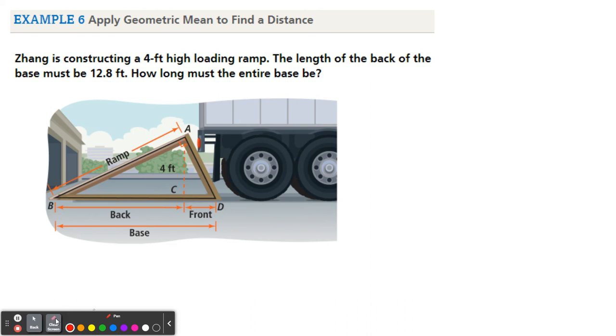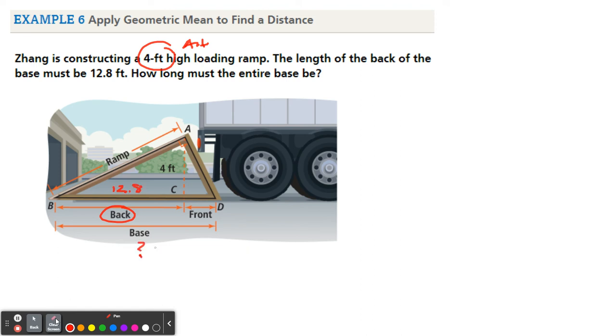So it says Zhang is constructing a 4-foot-high loading ramp. The length of the back of the base must be 12.8 feet. How long must the entire base be? Okay, so this 4 feet is going to be your altitude. Now it says the length of the back of the base must be 12.8. So I believe that this is where it says back, right? So it says back, that's 12.8. And they want to know how long must the entire base be?